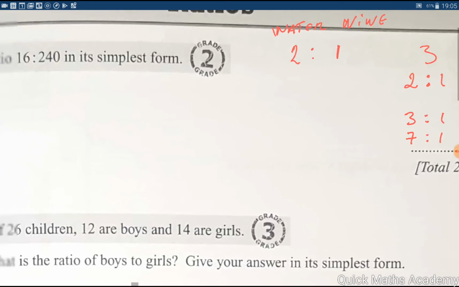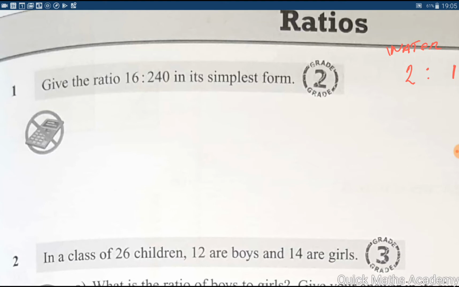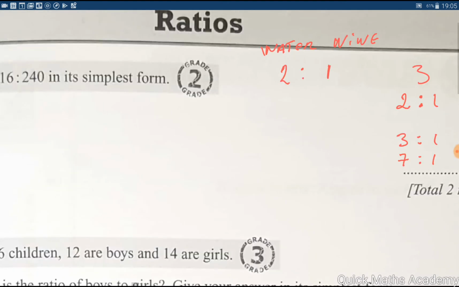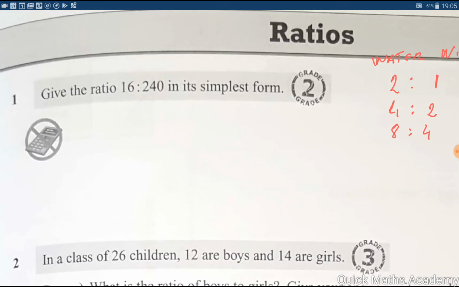So let's go over some exercises. Give the ratio 16 to 240 in its simplest form. To put this simply, this ratio 2 to 1 is the same as having 4 to 2, right? I have double the water than the wine. And it's also the same as 8 to 4. All those numbers represent the same ratio. Now in this case, the simplest form is the one with the smaller numbers, isn't it?